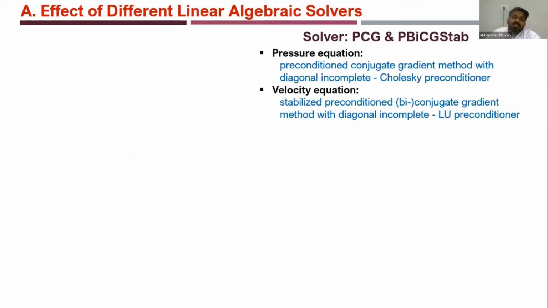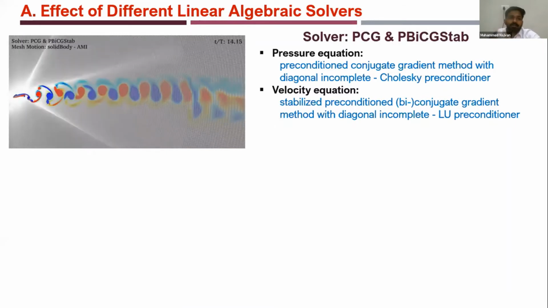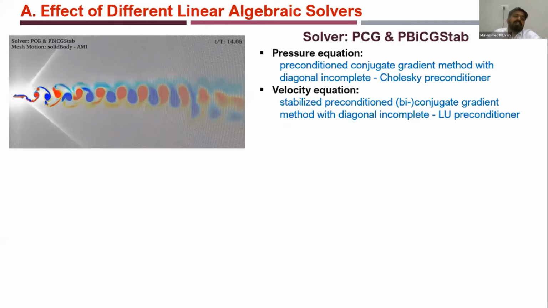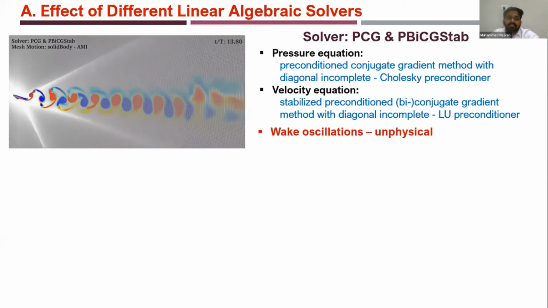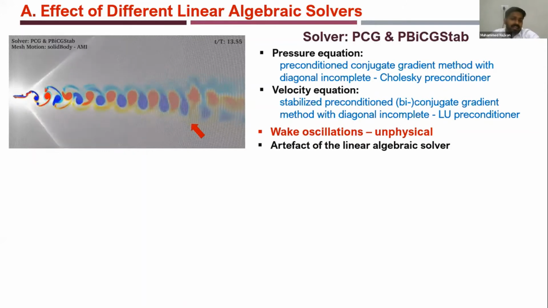So first we have considered a solver where we solve the pressure equation using the preconditioned conjugate gradient method with the diagonal incomplete Cholesky preconditioner. And here we have solved the velocity equation using a stabilized preconditioned bi-conjugate gradient method with the diagonal incomplete LU preconditioner. When we visualize the flow, we observed an unphysical phenomenon where the wake completely oscillates as a rigid body at a frequency which is not equal to the flapping frequency. If you look at the interface, we can see that the vortices are shearing, which is clearly unphysical. And we believe that it is an artifact of the linear algebra solver.